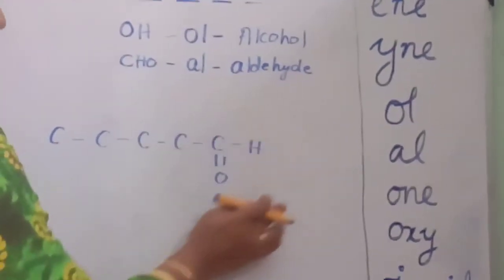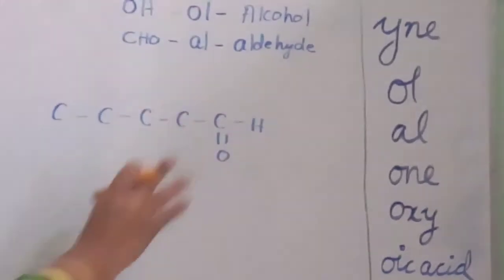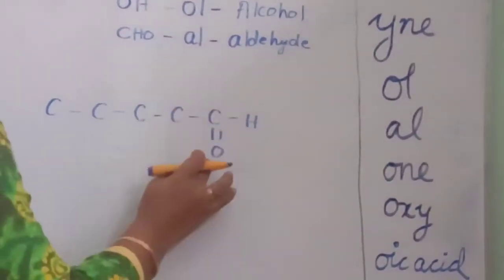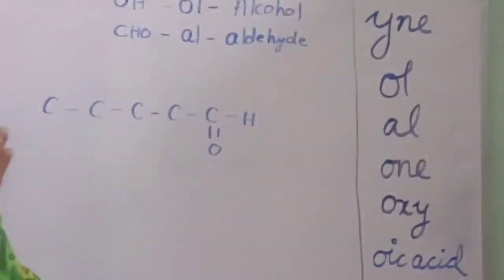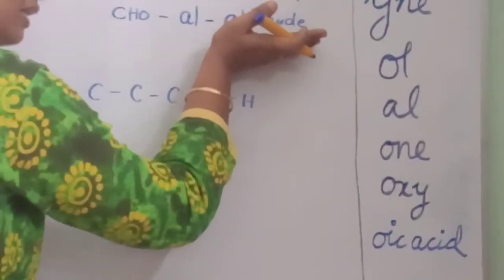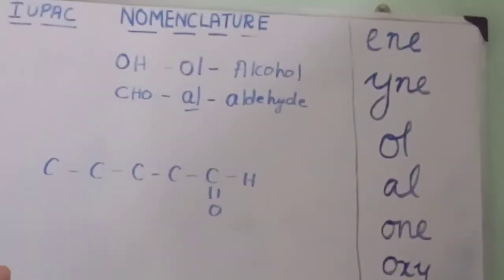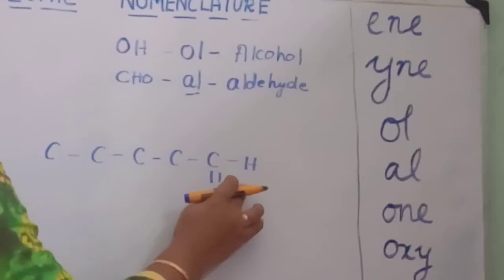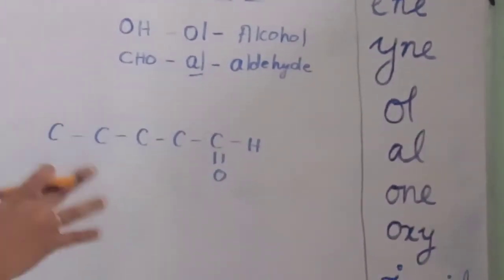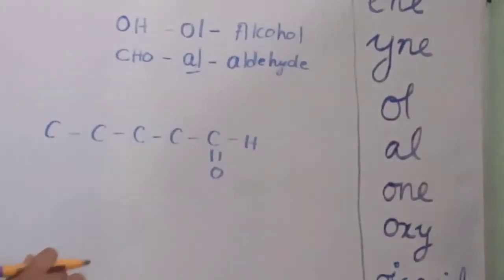Here again students get confused. They think that this is ketone and here hydrogen is separate. No. This C double bond H, if it is arising in our structure, it means it is an aldehyde. So the suffix that we have is al. Now, what is the number of the carbon? That is our parent chain. 1, 2, 3, 4, 5. The number of our carbon is 5.